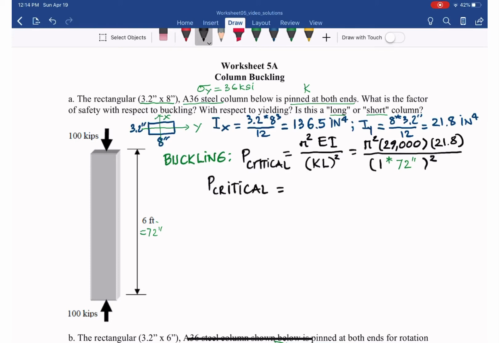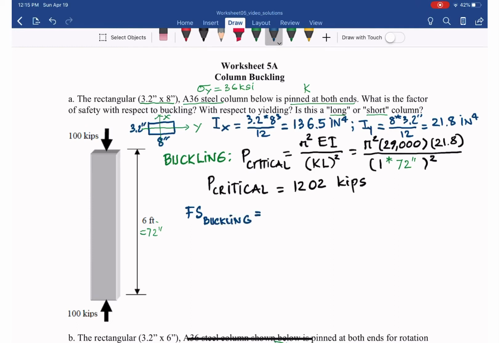It is equal to 1202 kips. And the question is, what is the factor of safety with respect to buckling? So we can determine the factor of safety with respect to buckling.